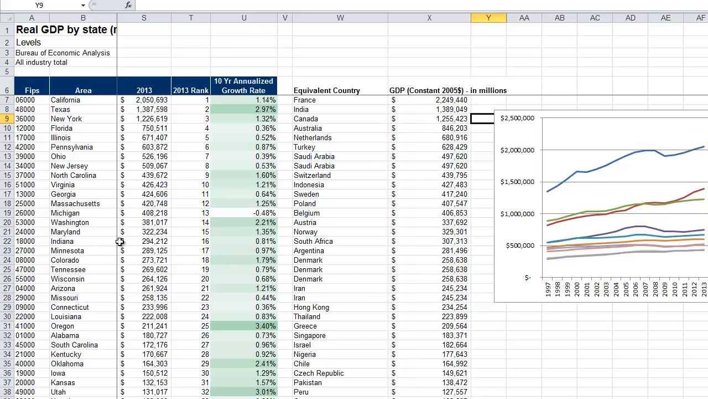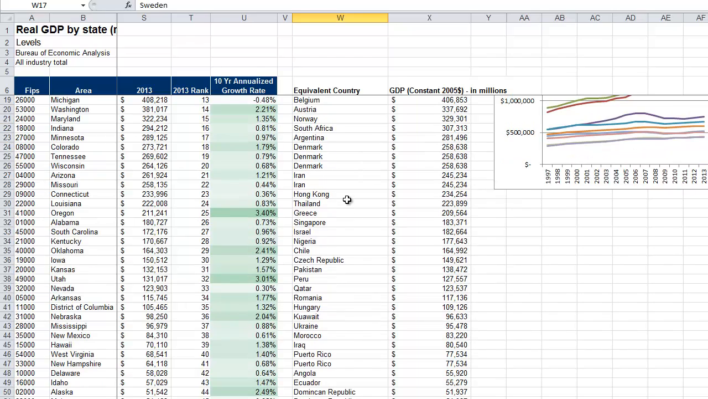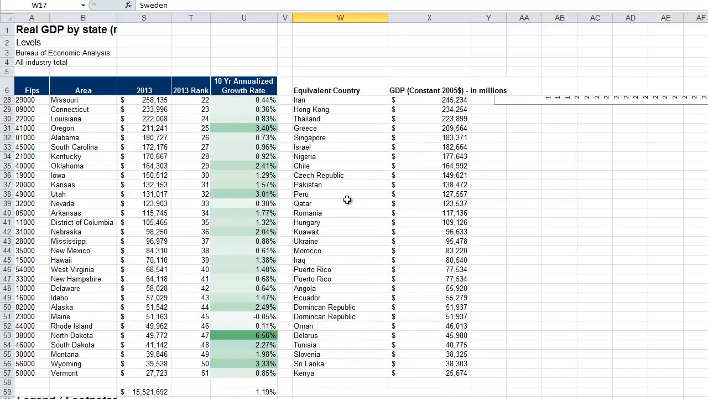We can see Indiana, for example, is roughly the same size economically speaking as South Africa. Arizona and Missouri are very similar in economic output to Iran, for example. And so I think that this is a useful comparison. You can kind of scroll down through this and pick out things that you think might be interesting.